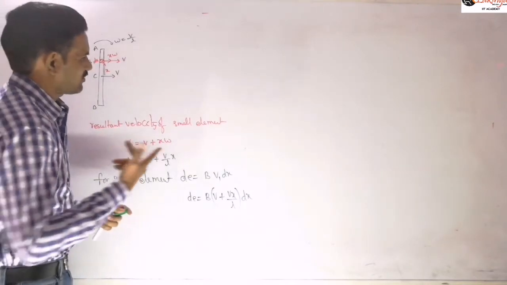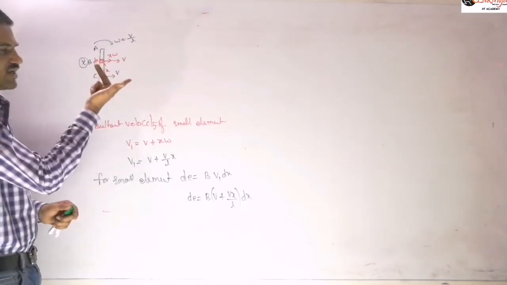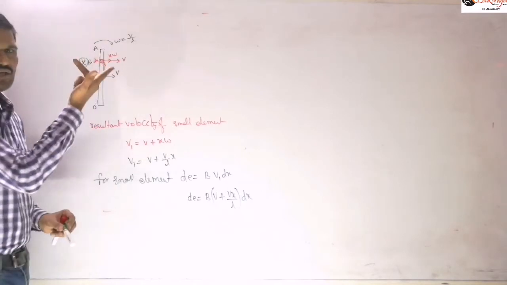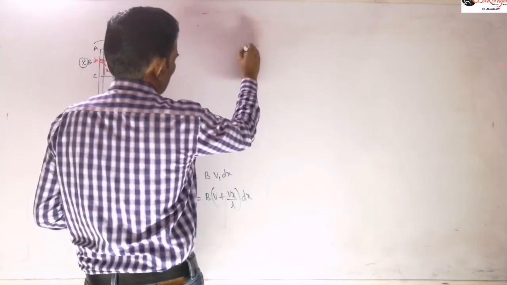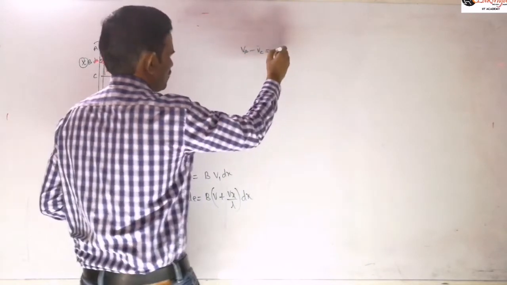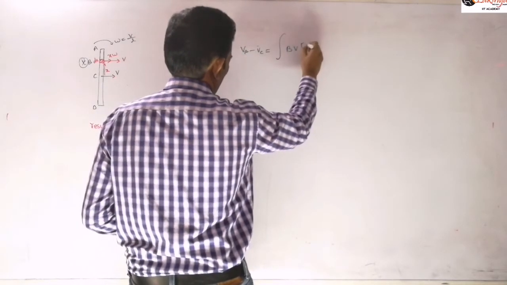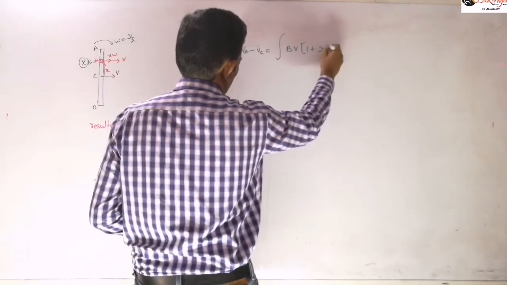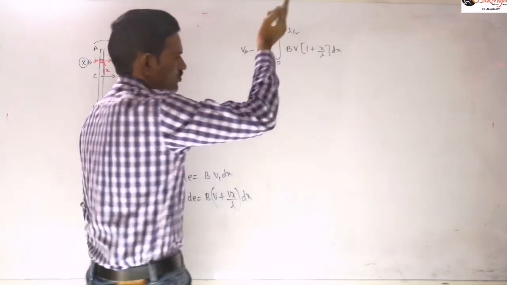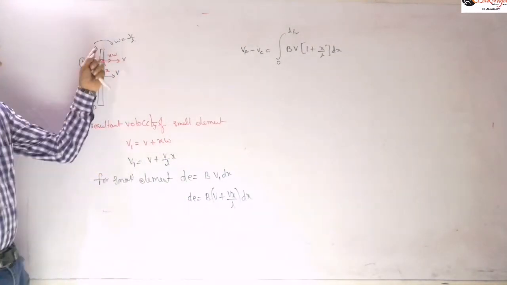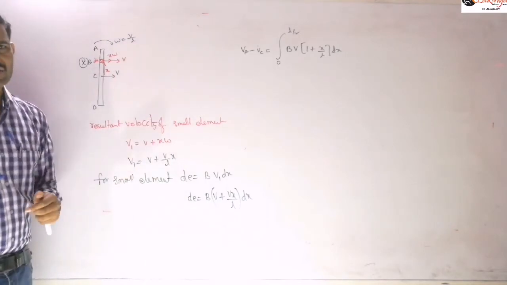You can identify which end is at higher potential. The field is into the plane and the rod is moving along this direction, so current is flowing from C to A. Current flowing from C to A means A will be at the higher potential. So I can write VA minus VC is equal to the integral of BV, taking V common, into 1 plus x by L into dx. And x varies from 0 to L by 2 only, so the limits are also important here. I gave the total length as L, so this is L by 2. Now integrate that, then you will get the potential difference between them.